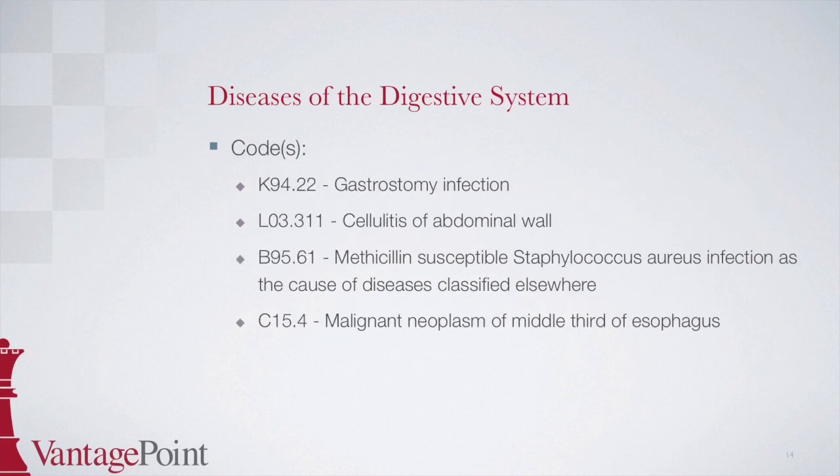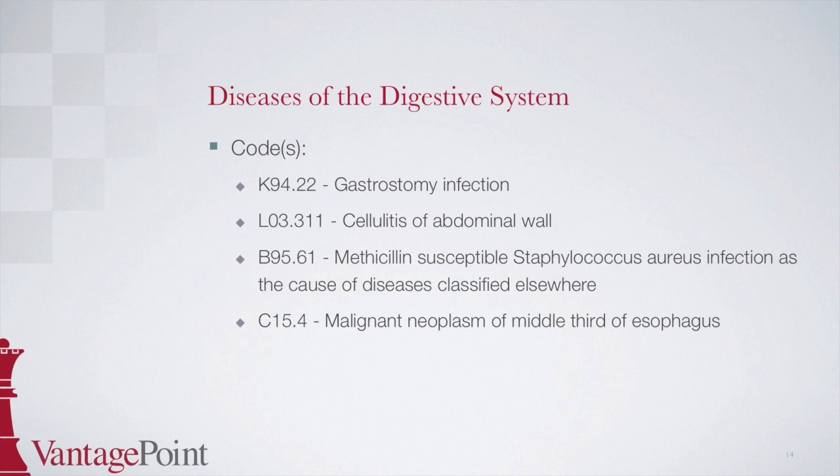The first code is K94.22 for a gastrostomy infection. This condition is coded first as it is a complication. To locate this code, start at complications in the alphabetic index, then go to gastrostomy, then infection, which points to K94.22, which you would then confirm in the tabular.